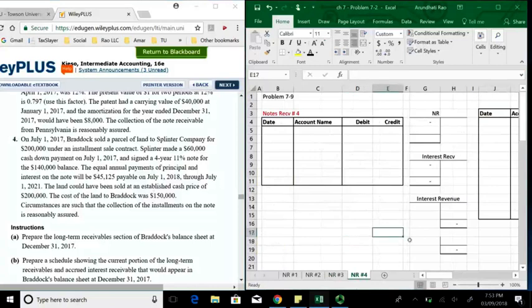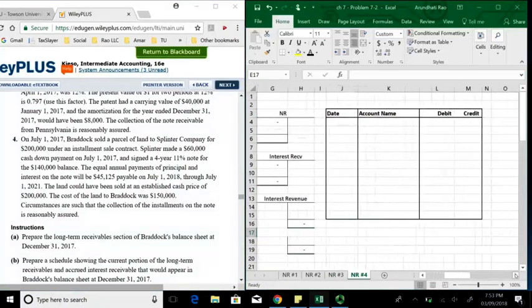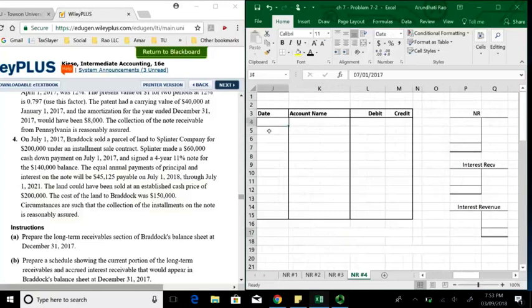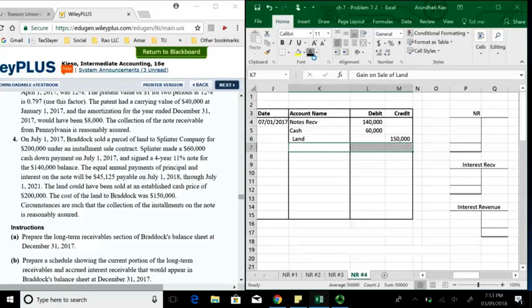Again, all of this happened in 2017, so I don't need 2016. Let me go to the 2017, and let's start with our first transaction. We sold the land and we got a note receivable. So note receivable debit. I also received cash. How much cash did I receive? $60,000. The note receivable is for $140. Land in my books was $150. That was a cost, which means I have a gain in this transaction of $50,000.